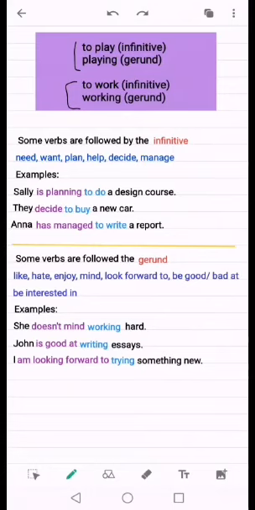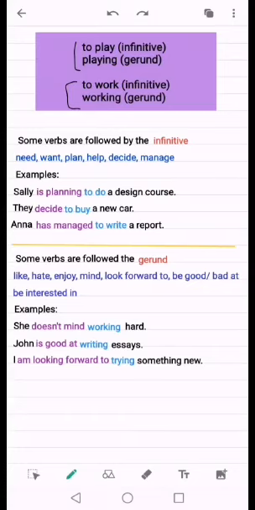And here we have these verbs to play, to plus the base form of the verb which is play, so it's called infinitive. And we have playing is gerund. We have to work, it's called infinitive. And we have working, it's gerund, okay, because it consists of the base form work and ing, so it's called gerund.